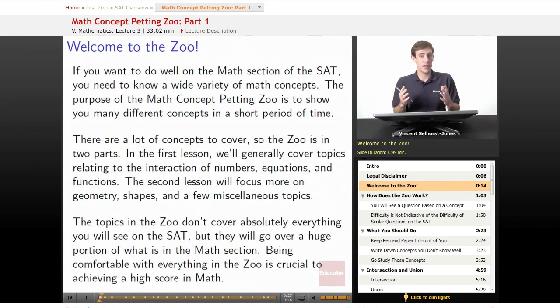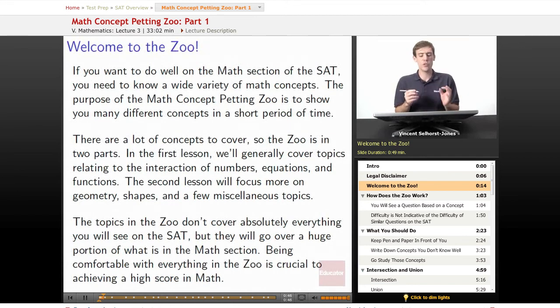There's a lot of concepts that we're going to cover in here, so the zoo is going to be in two parts. The first lesson, this first part of the zoo, will generally cover topics relating to interaction of numbers, equations, functions, things like that that are more algebra-y. Then the second lesson will focus more on geometry, shapes, and a couple of miscellaneous topics.